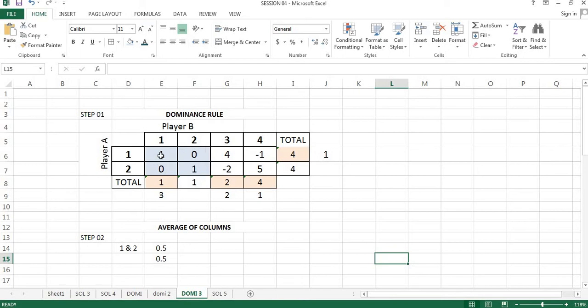For this one we have 0.5. 0.5 is lesser than 4. 0.5 is greater than minus 2 because it is minus. 0.5 is greater than minus 1. 0.5 is lesser than 5. Not possible. So let us go for taking the average of the second column and third column, that is 2 and 3.